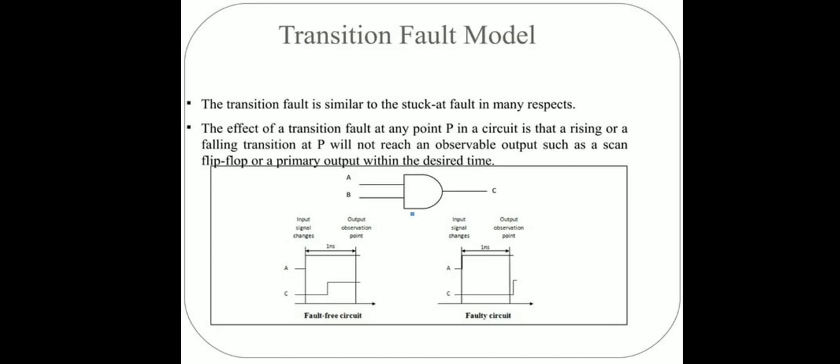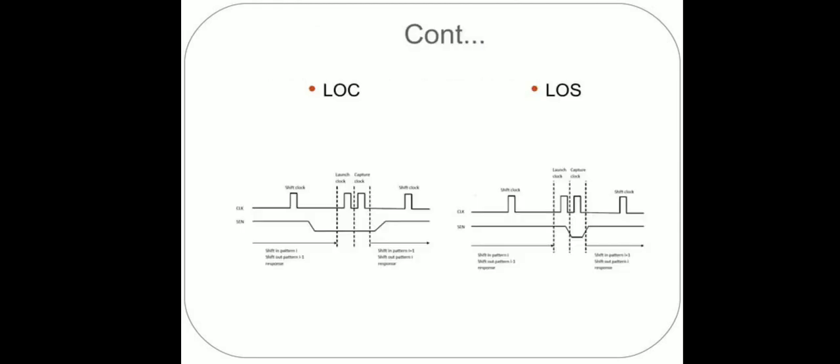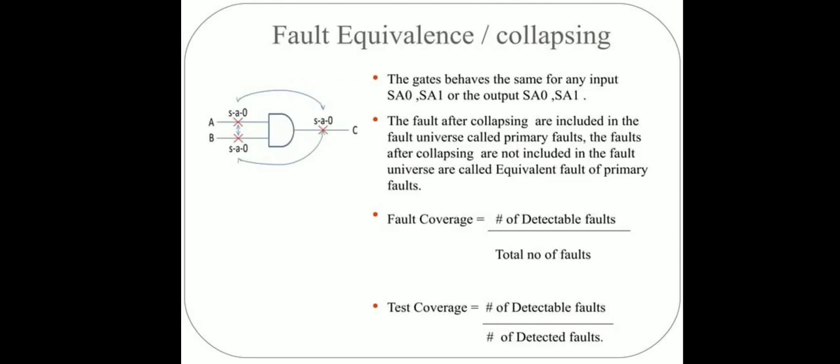The transition fault model is similar to the stuck fault in many aspects. The major effect is that a rising or falling transition at the point will not reach an observable output such as a scan flip-flop or primary output. The method to test the transition fault is delay testing, which requires a vector pair to detect a fault. Also, these patterns must be applied at the rated speed, so at-speed testing is needed. Several methods are used for producing the speed transitions which can detect the faults. There are two methods to detect the transition faults: launch from capture and launch from shift.